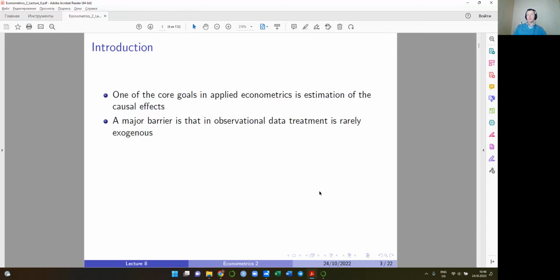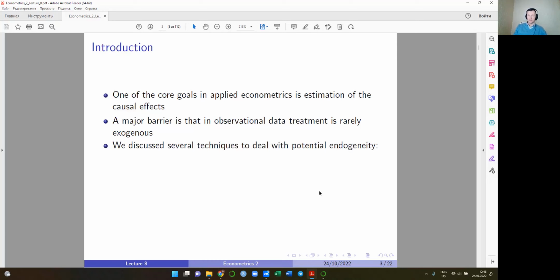We have been talking about this since the first class of econometrics, that the major obstacle, major barrier for this is that we have an observational data. And in the observational data, we don't have exogenous treatment, exogenous in a sense that it is somehow correlated with other variables. Sometimes these variables are not observed. And that's why if we are not able to conduct a randomized control experiment, the observational data is very poor for estimating the causal effects.